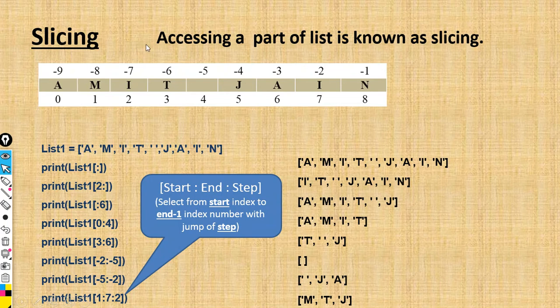Slicing means accessing a part of a list. I want to access the part of the list as AMIT, JAIN, or some part of the list is known as slicing. Here we are having one list, list1, which is containing 9 elements. AMIT, space is also an element, and JAIN. Total 9 elements are here. It is indexed, with forward indexed from 0 to n minus 1, 9 minus 1, 8, and backward indexed from minus 1 to minus 9.